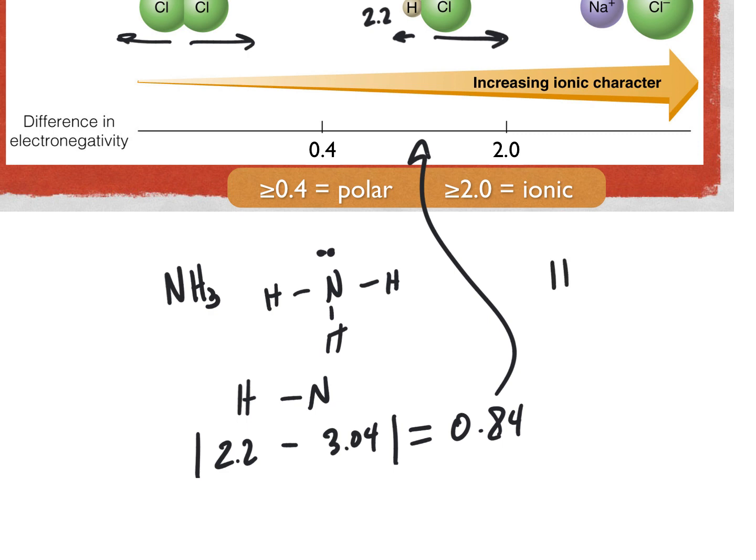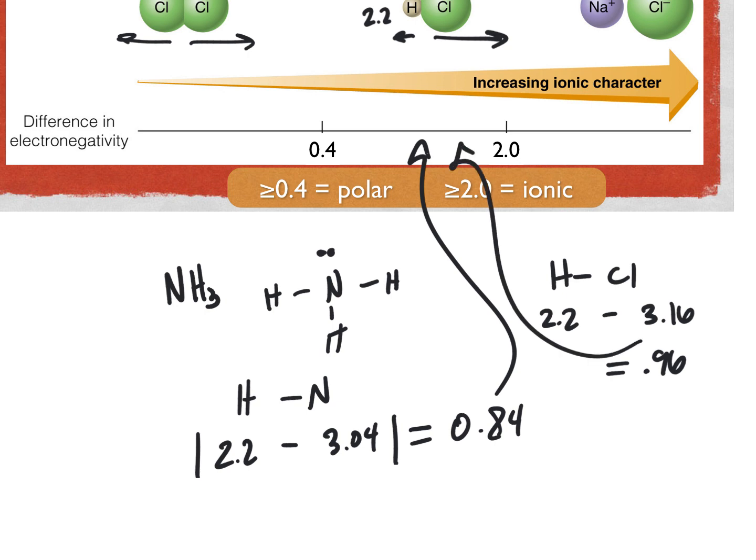Now what about an example like hydrogen chloride or HCl? Well, the same process. You take 2.2 for the hydrogen and you use the chlorine's electronegativity of 3.16 and you subtract them and you get about 0.96 difference in electronegativity. Now that is still a polar covalent bond, but because this number is bigger, 0.96 is bigger than 0.4, oh, by the way, we take the absolute value of these because we never want it to be a negative number. But because 0.96 is bigger than 0.84, then we say that this bond is more polar than the HN bond of NH3.